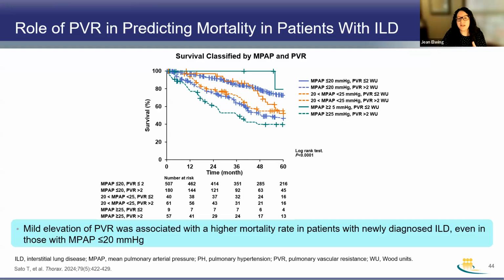pressures in that 20 or less range, if they had an elevated PVR, they had a significant impairment in their survival. So something to think about. We might see these changes early, just looking at the PVR when we evaluate patients by right heart catheterization.